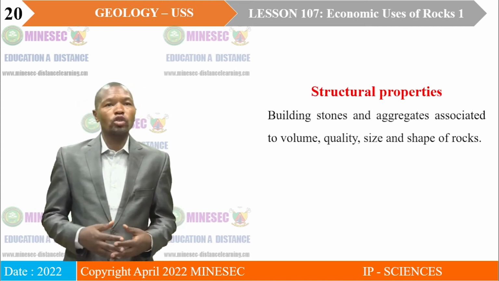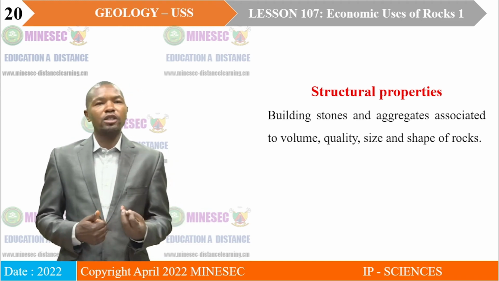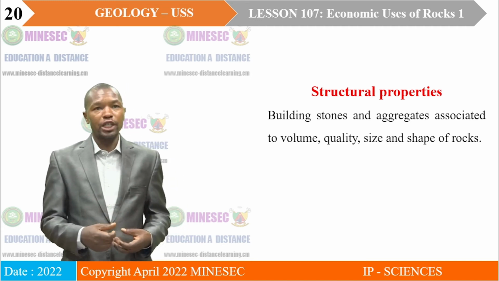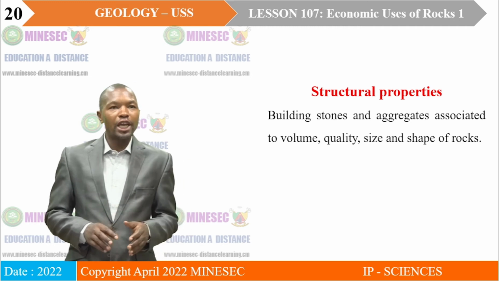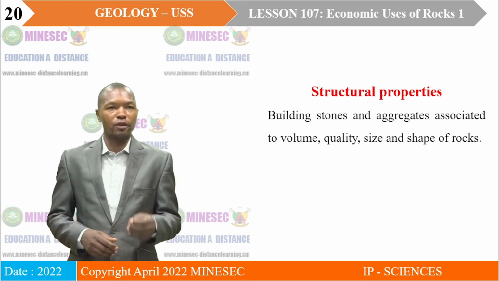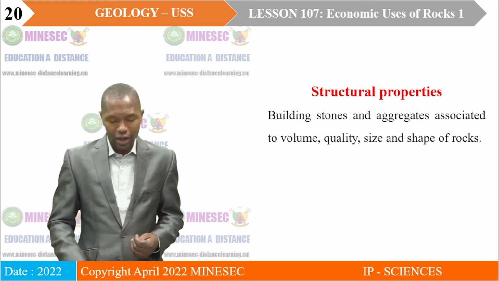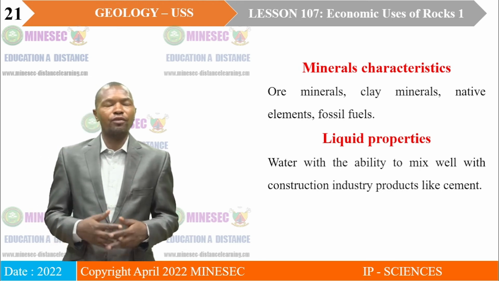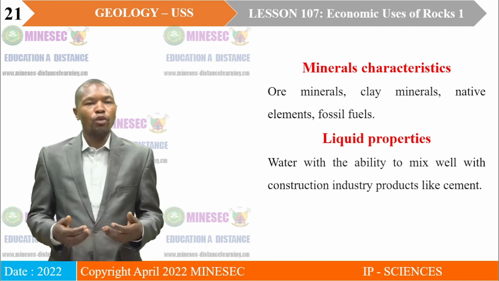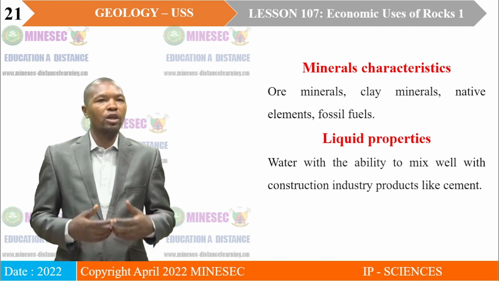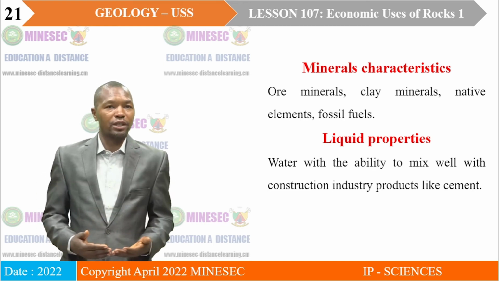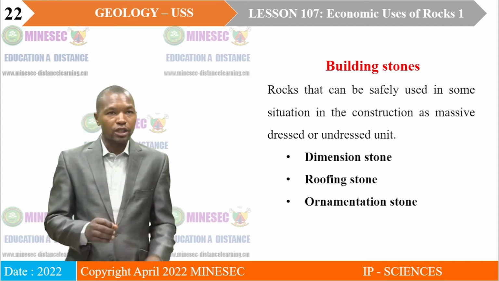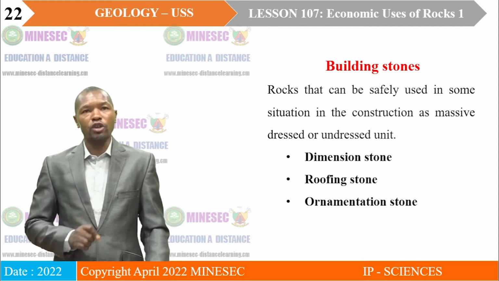Now, based on structural properties, we have underlined the fact that engineering materials can be grouped as building stones and as aggregates, associated to volume, quality, size, and shape of rocks. Take note, based on volume, quality, size, and shape of rocks, we can have building stones and aggregates. Based on the mineral properties, we have ore minerals, clay minerals, native elements, and fossil fuels. And on the basis of liquid properties, we have water with the ability to mix well with construction industry products like cement and others. So, on the basis of the groupings, we will concentrate to treat only rocks. Remember that our focus is economic uses of rocks.